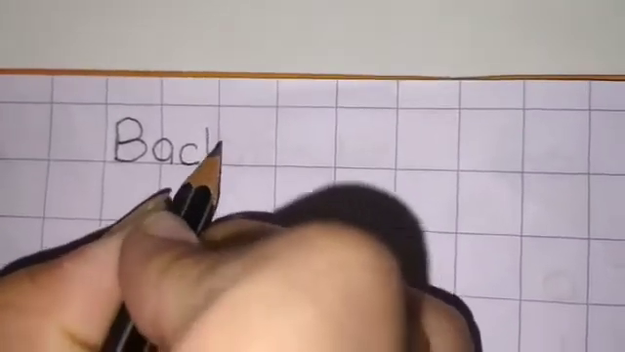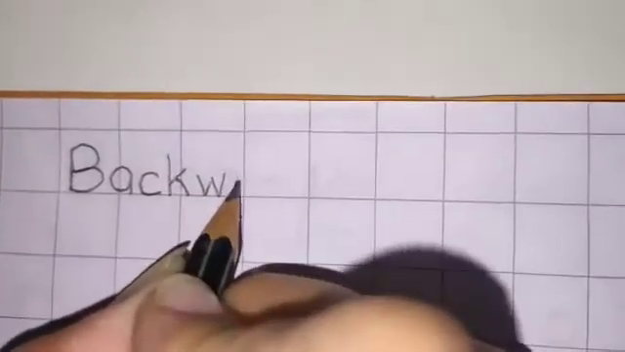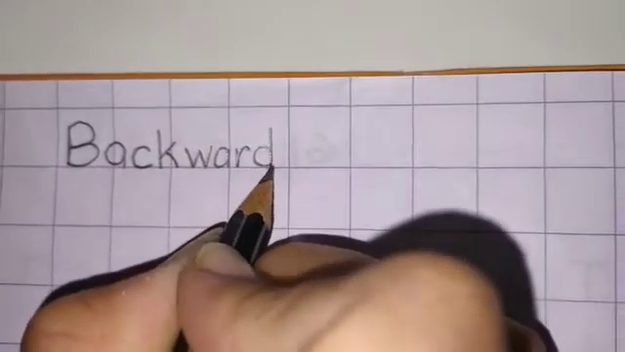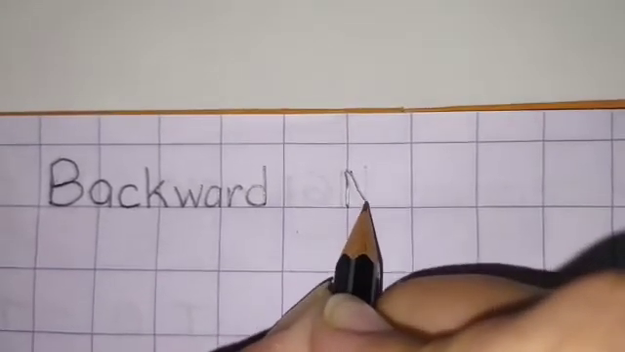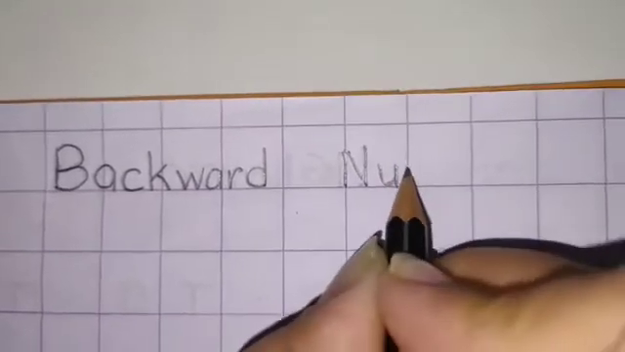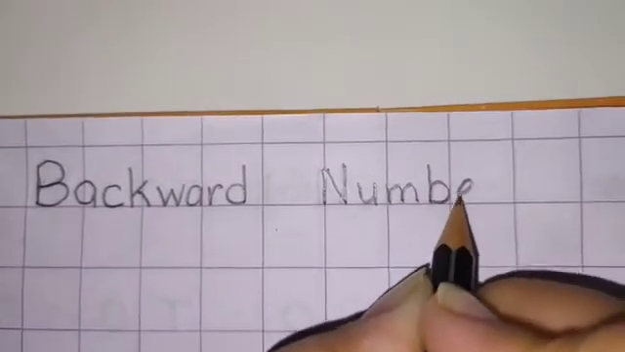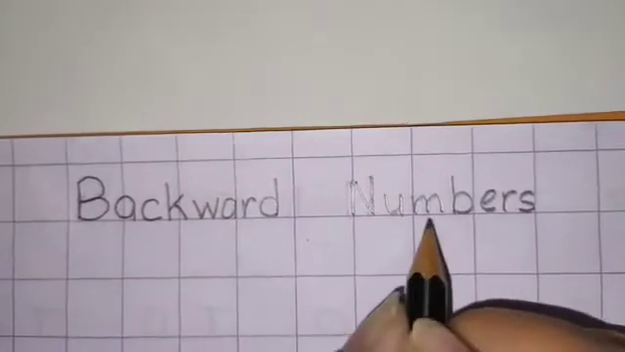B, A, C, K, W, A, R, D. Backward. Then one finger space and then we will write capital N and the rest of the alphabets will be small. So U, M, B, E, R, S. Backward numbers.